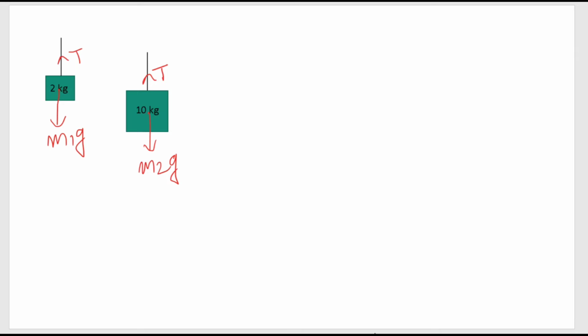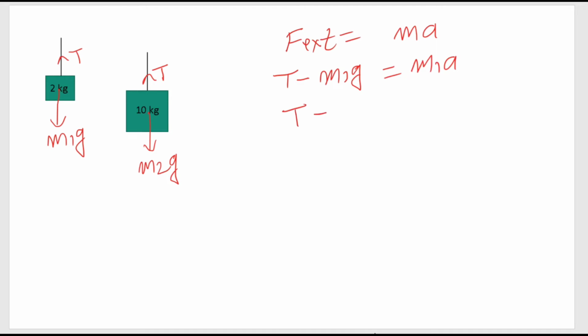Now apply Newton's law of motion, that is F external equals ma, where F external is the total external force, m is the mass, and a is the acceleration. For the first block, T is in the upward direction and m1g is in the downward direction, so it is taken as negative, equal to m1 into a. So T minus 2 into 9.8 equals 2 into a. Here we have two unknowns, a and T, and this is a single equation.